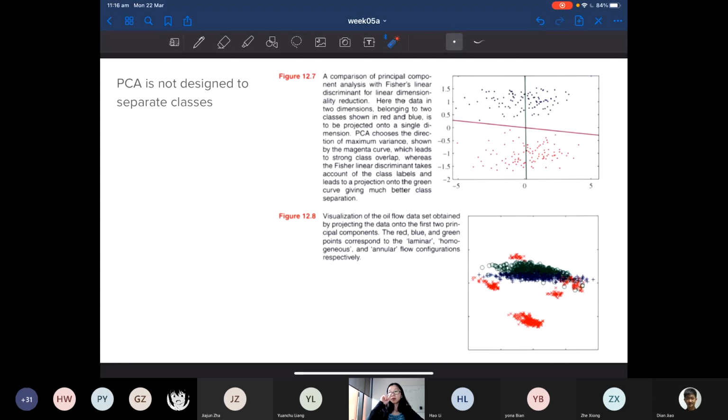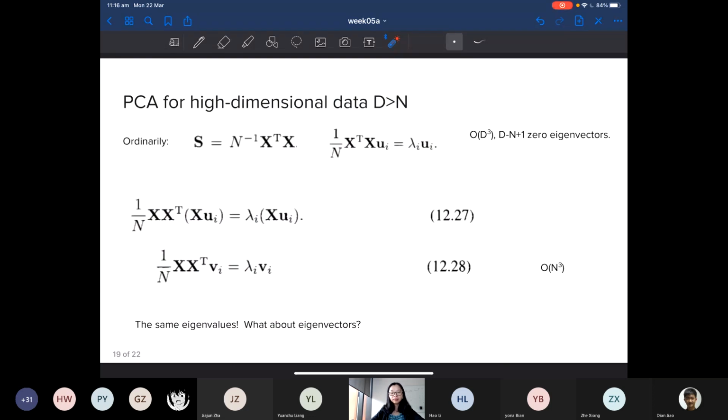So again, PCA is done without regard to the class labels, and it's not supposed to help separate classes. The example above is even a bit more extreme, in that the Fisher discriminant finds this green direction where the two classes are separated, but the PCA finds the red dimension where these two classes are sort of completely overlapped. As we can now see, different objective functions drive very different behavior, right?